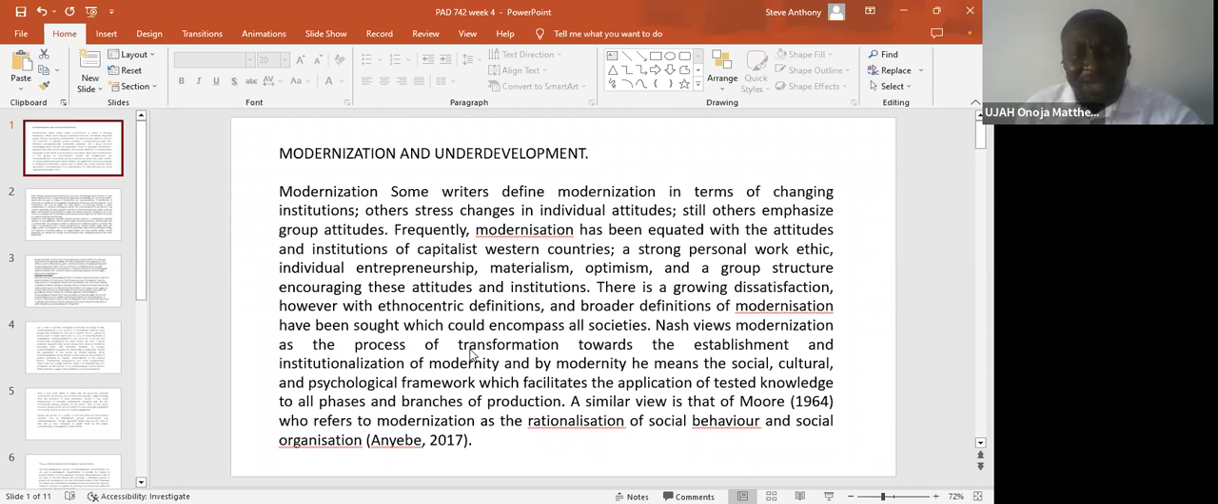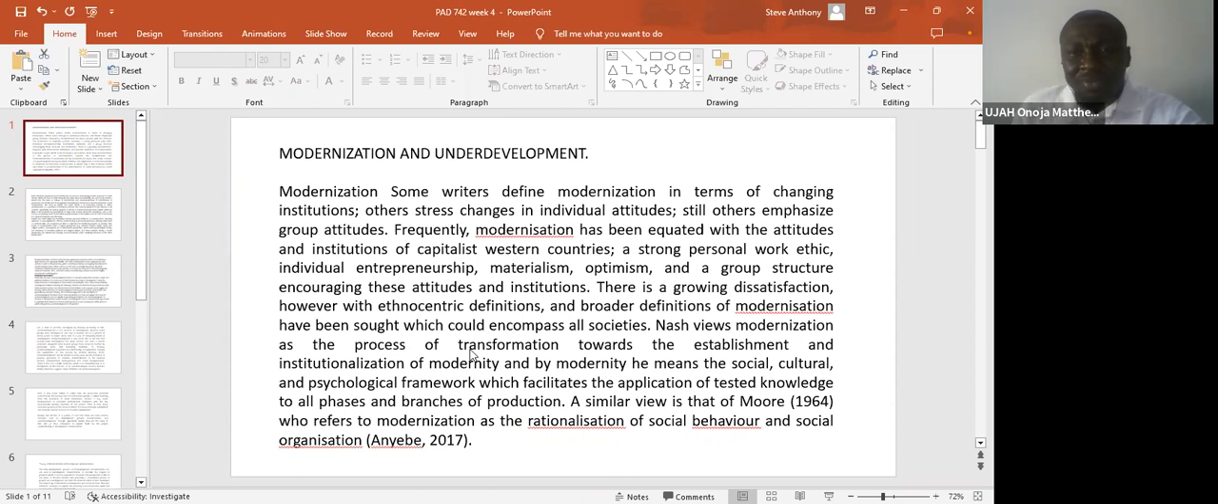And like I said earlier on, beyond it being a theory that explains development, it can be looked at from the angle of being a concept. And from being a concept, it means different things to different people. So modernization has been equated with the attitudes and institutions of capitalist Western countries: a strong personal work ethic, individual entrepreneurship, materialism, optimism, and a group structure that encourages these attitudes and institutions.